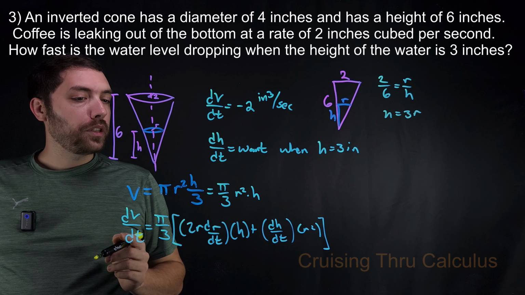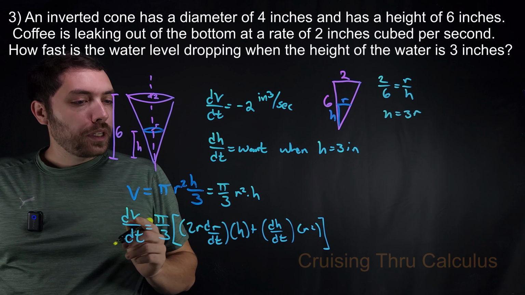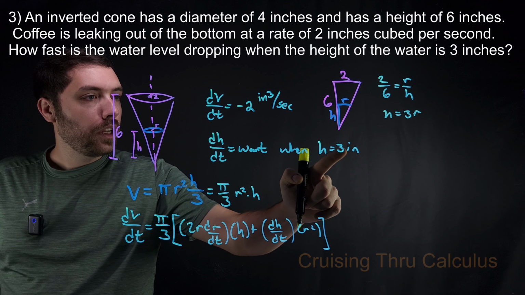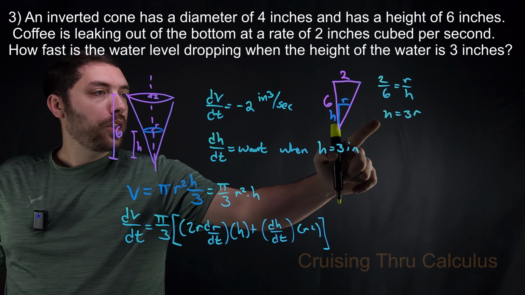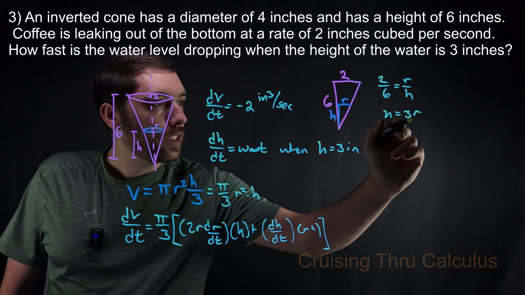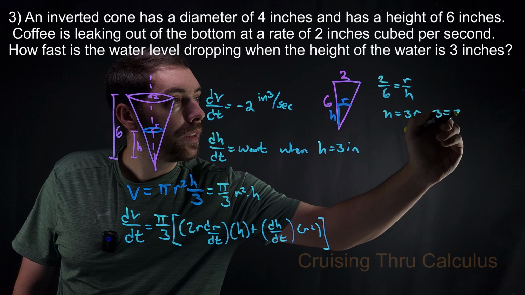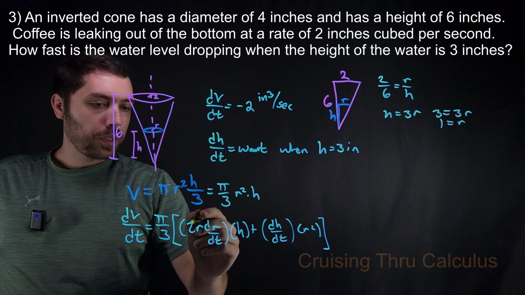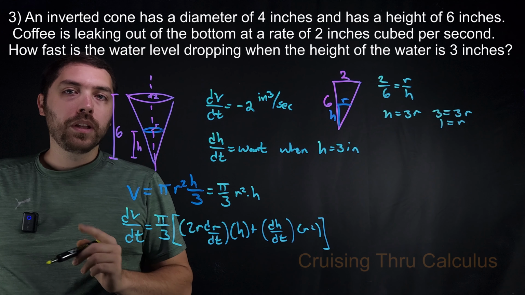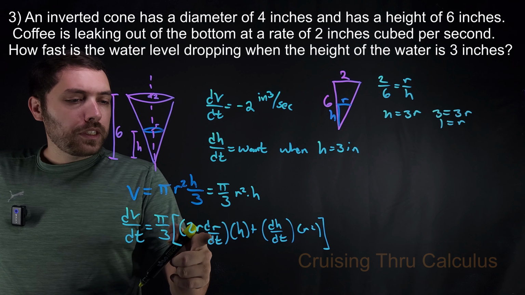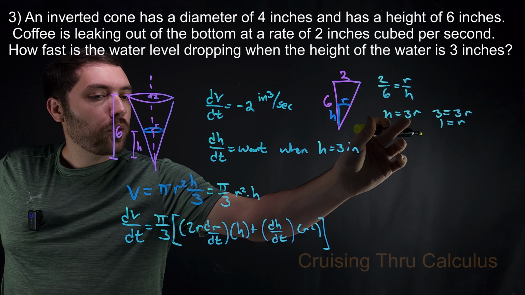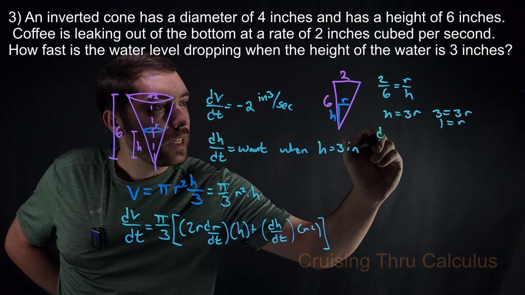Okay, well this is actually really good because I want to know what is the radius when the height is 3 inches. So I can plug 3 in for h here. 3 equals 3r. Well, hey, that's going to be pretty easy to solve. That means r is equal to 1. So now I know what r is when I plug it in down here. Okay, but what about the dr/dt? Well, I do have a new formula here. Why don't I find the derivative of this formula, and let's see what we get here.